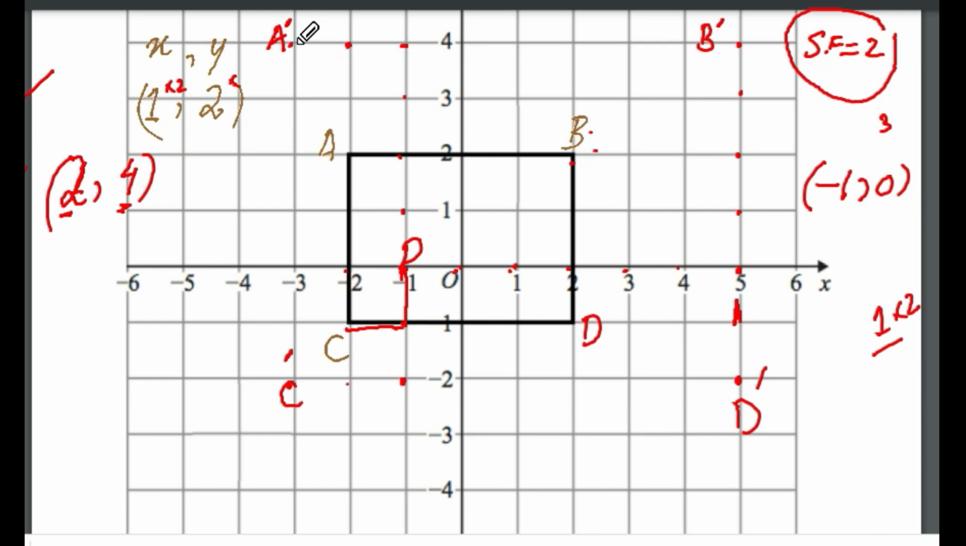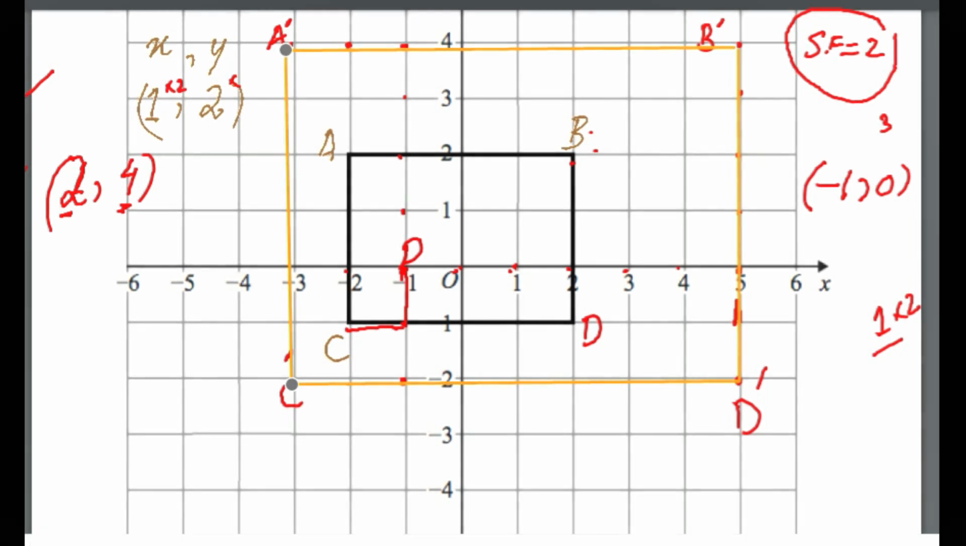Now what we need to do, we need to join all of these points. Okay, so now this is your new enlarged rectangle. Alright, so I hope that you have understood a bit of this. If you didn't, don't worry, we are going to learn more about this.